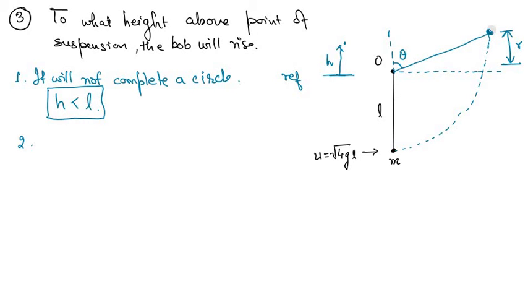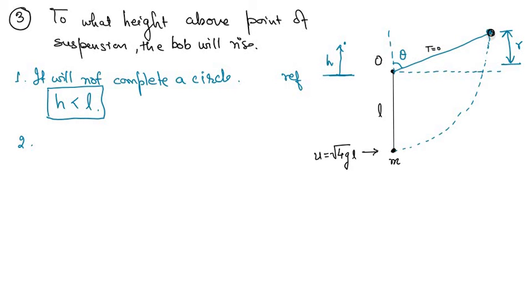when the velocity is under root 4gL, the bob will go to some certain height, that is L plus r. I am calling this above distance r here. It makes an angle theta with the vertical. This string makes angle theta with the vertical when the circular motion is at the extreme position. So at this extreme position, your tension will be zero in this string.